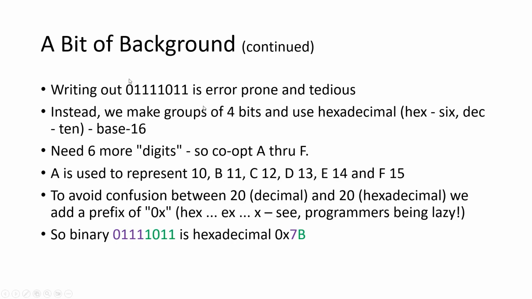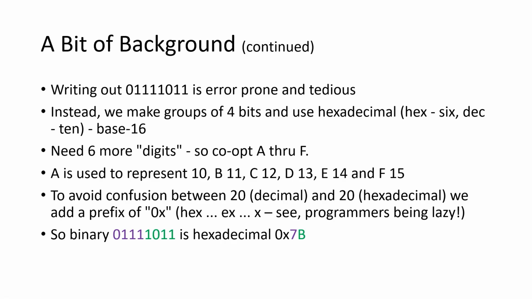If we were to write out that number in a semantics program, it's error prone. Did I write down 4 ones or 3 ones or 5 ones? And believe me, it's incredibly tedious. So instead, as programmers, we split those up into groups of 4, and a group of 4 binary digits can represent the numbers 0 through 15, which is 16 different numbers.